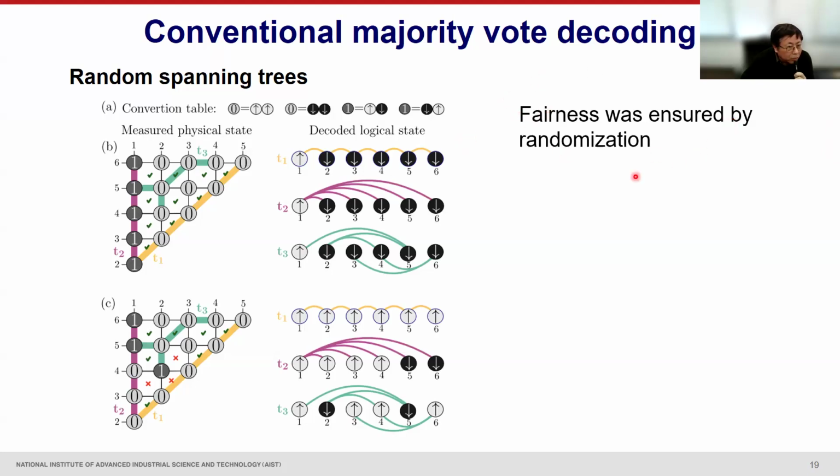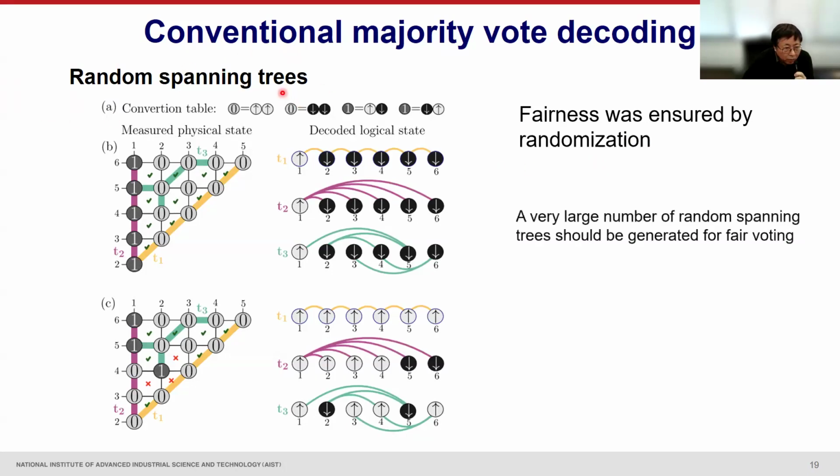Fairness was ensured by randomization of taking spanning trees. And a very large number of random spanning trees should be generated for fair voting. Thus, it is inefficient. On the other hand, because our decoding method doesn't rely on randomization, it is very efficient.